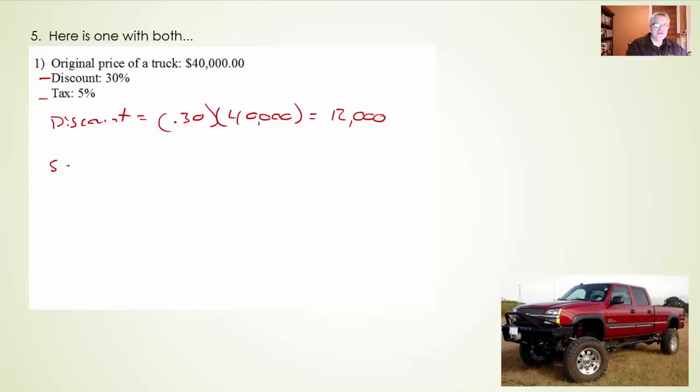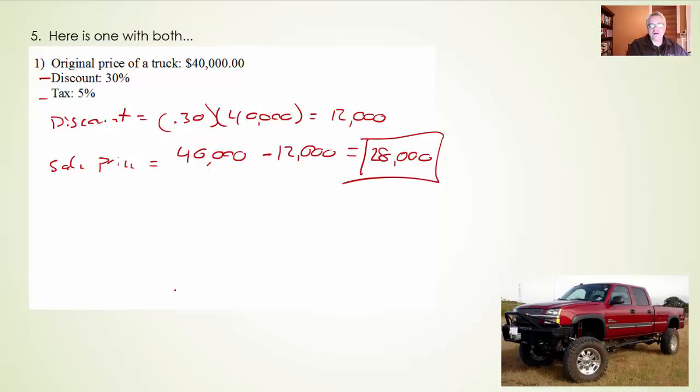So the sale price would be 40,000 minus 12,000, which is going to be 28,000. All right. It's like halftime. That's the sale price. Now we got to deal with tax. So the price now is 28,000. We have to add 5% for the tax. There's a shortcut for that, but here let's do it the way we've been doing it.